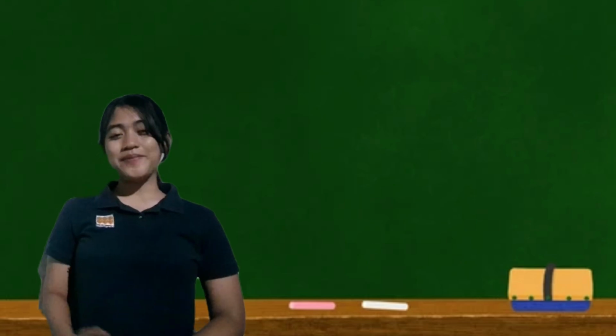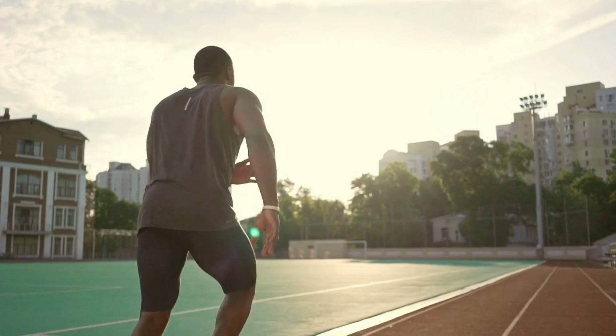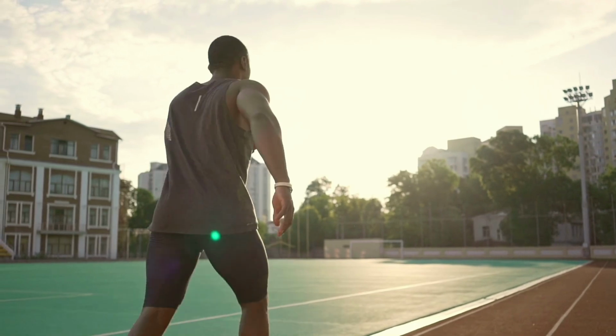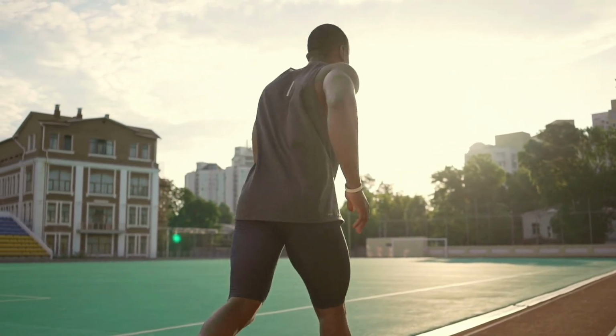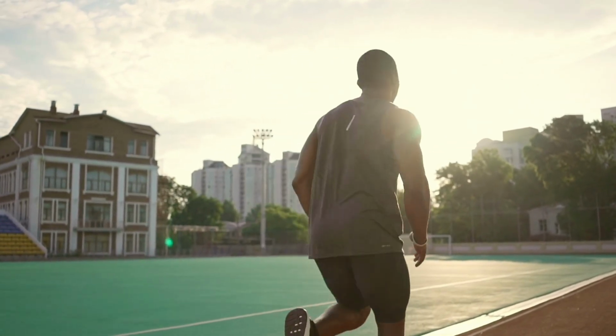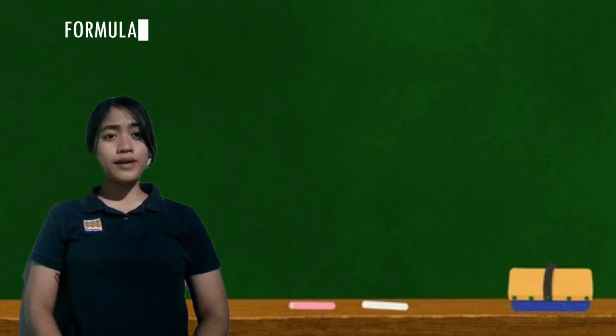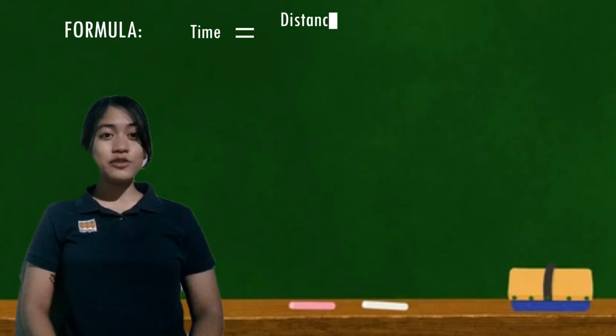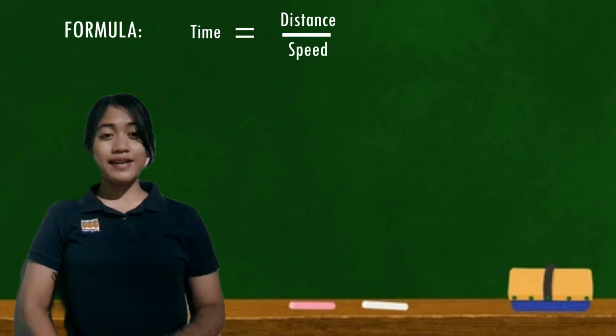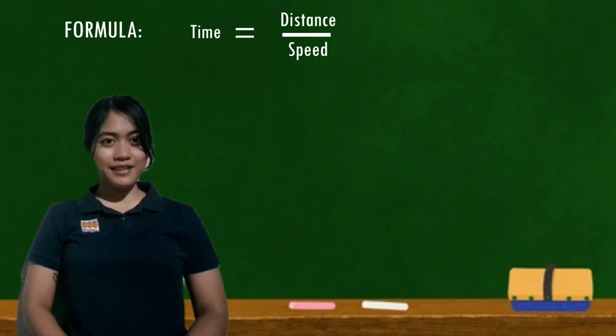Now let's try answering these problems. Here is problem number 1. Let's read. Jude is running at a speed of 8 kilometers per hour. How long will it take him to cover 24 kilometers? As we have said earlier, the formula is time equals distance over speed. We just have to divide distance by the speed.